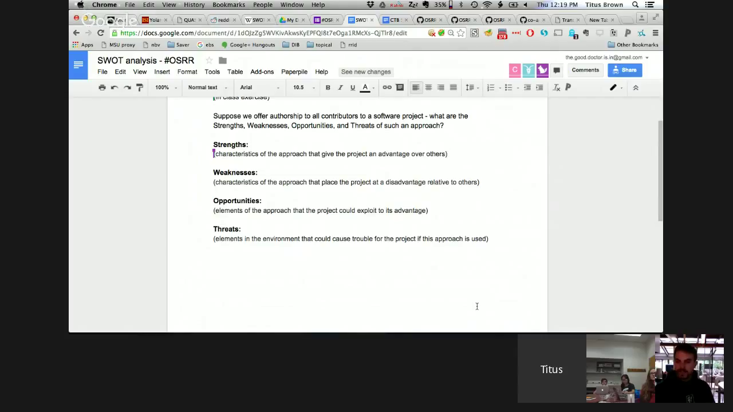So does anybody have any perspectives on strengths, weaknesses, opportunities, or threats of this approach? Just the first thing that comes to mind. Anybody? Are we thinking in terms of the authors or the product? I think in terms of the project itself. So, for example, for strengths, characteristics of this approach, offering authorship to all contributors, that give the project an advantage over other projects.